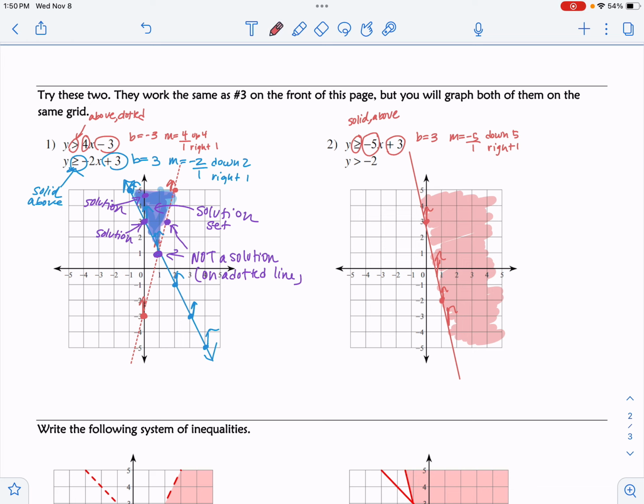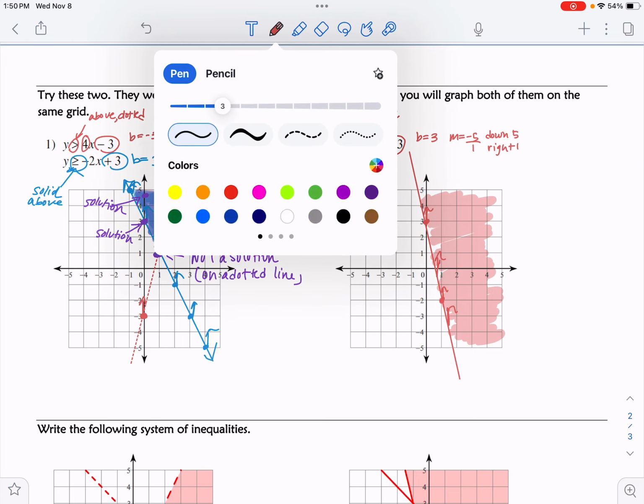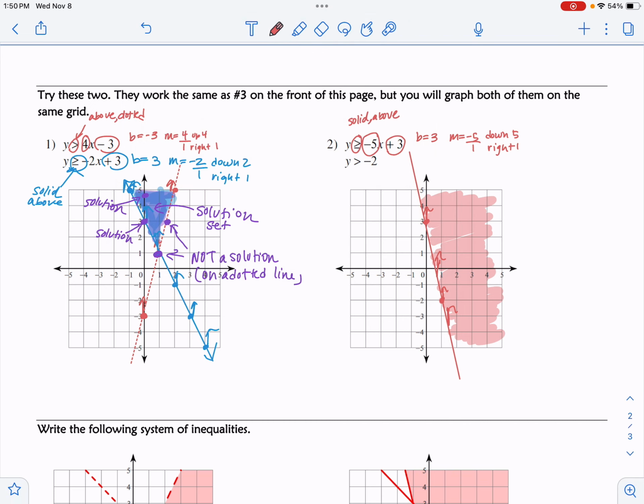Okay, and so for y is greater than -2, that -2 doesn't have an x. And so that is your y-intercept. And whenever you don't have an x term, that means your slope is 0. So it's going to be a horizontal line through the -2, but it's going to be dotted because they don't have an equal sign under the inequality. They don't have a line. So if they don't take the time to draw the line, it's going to be dotted and above. Above because it's this way, right? Right. So dotted and above.